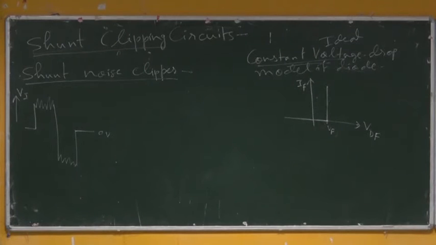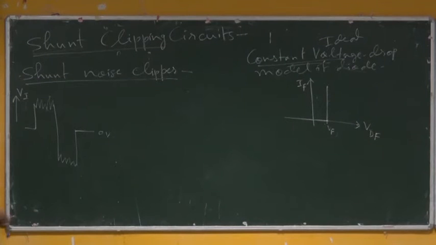So one input is given to you of this shape, where it was supposed to be constant at this level, but it is rippling in between with a highest value of something and lowest value of something there. You want to clip off this noise part from here, or this noise part from there, where you will be using a diode as the clipper circuit element.